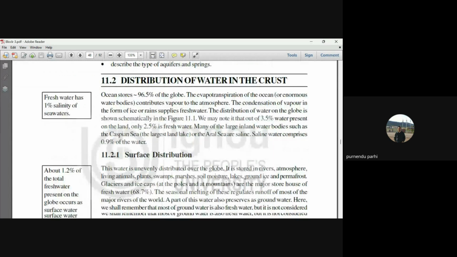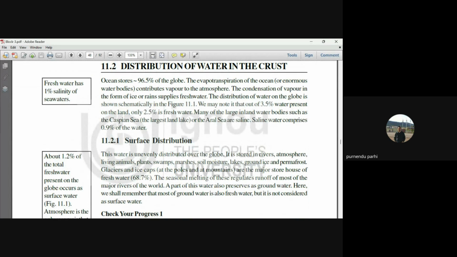Distribution of water in the crust. The ocean stores 96.5% of the water on the globe. The evaporation and evapotranspiration of the ocean contribute vapor to the atmosphere. The condensation of vapor in the form of ice or rain supplies fresh water. The distribution of water on the globe is shown schematically in the figure.